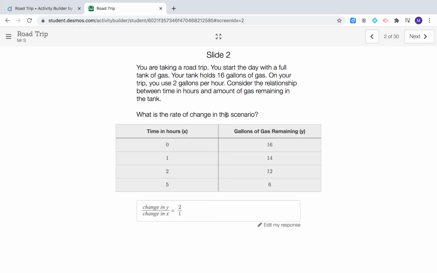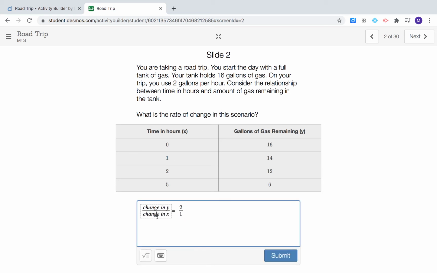So the rate of change in this scenario, when they say rate of change, that's change in y over change in x. And you see I wrote down 2 over 1, and I think that's a popular answer. The one thing to watch out for is that you're losing 2 gallons of gas. So if you say just 2 over 1, that's really not correct. It would be negative 2 over 1. And I would even simplify this a step further and just call it negative 2.